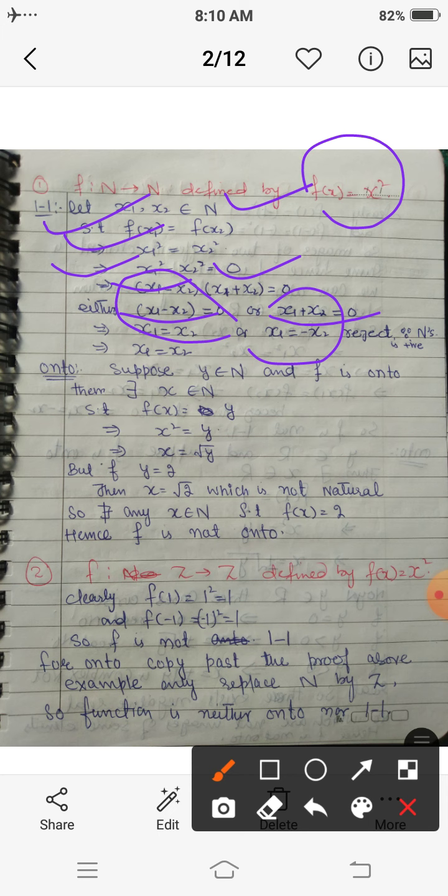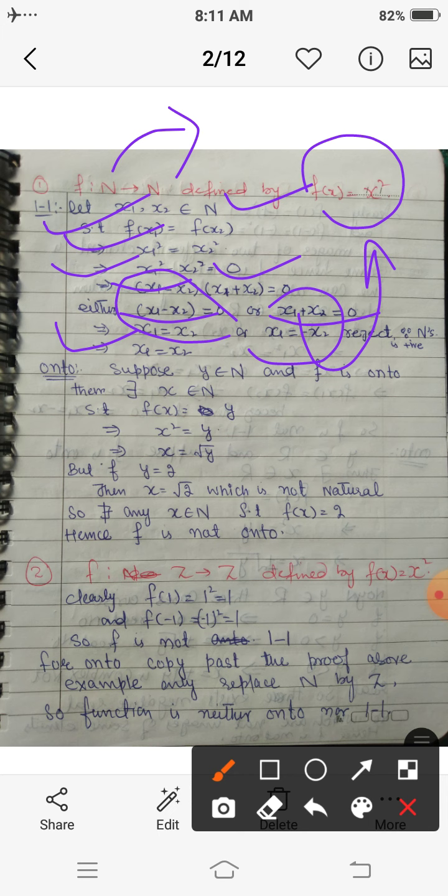But here N is the set of naturals, which are positive, so the second condition is rejected, because here x1 equals minus x2. From this we only get x1 equals x2. This means that for different elements we have different images, because f of x1 equals f of x2 implies x1 equals x2, so the function is a one-one function.